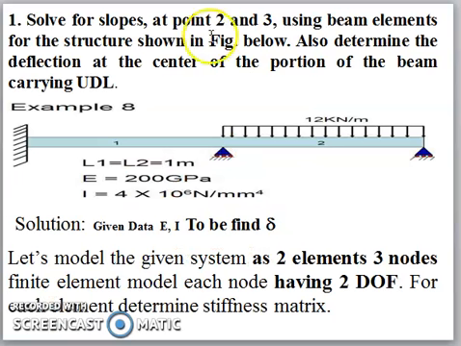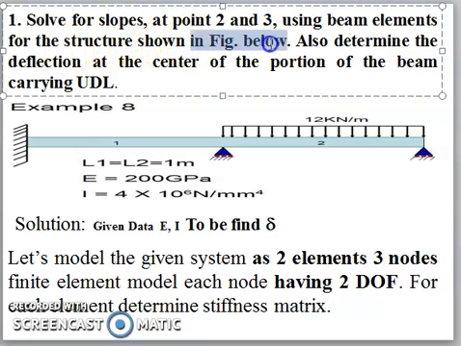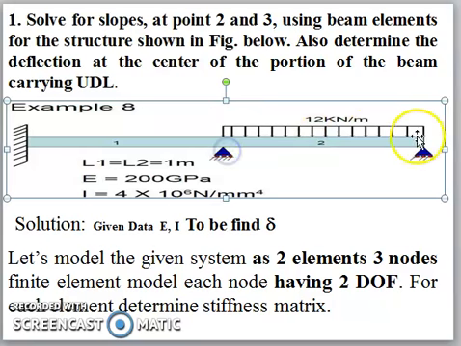Right, first one. Now read the problem carefully. Solve for the slopes at points 2 and 3 using beam elements for the structure shown in the figure below. Also determine the deflection at the center portion of the beam carrying the UDL.